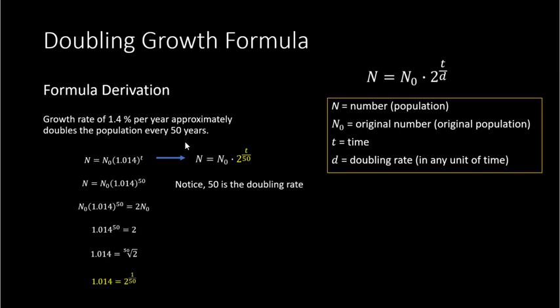If it's 150 years that has gone by, the number of times it's doubled would be 3. 150, the time, divided by 50, the doubling rate. So that's kind of the idea of the exponent. And that's where you can maybe think of the formula coming from as well. Original number times 2 over and over again.